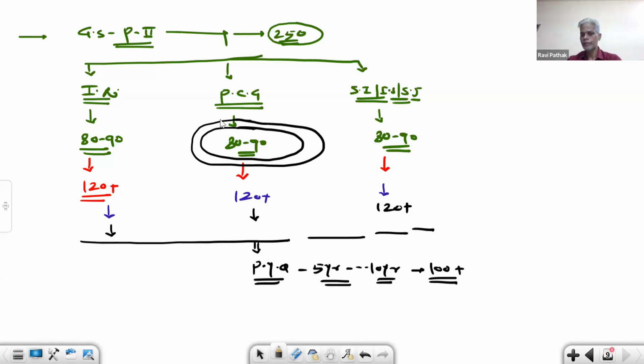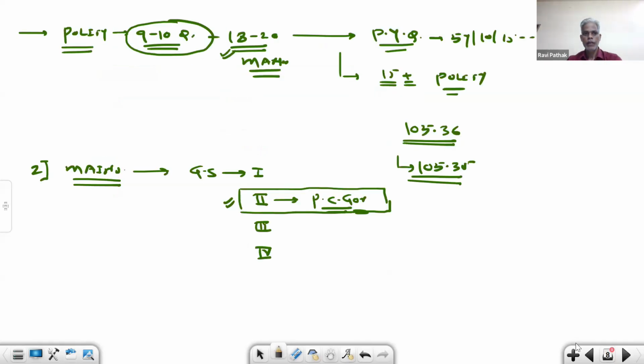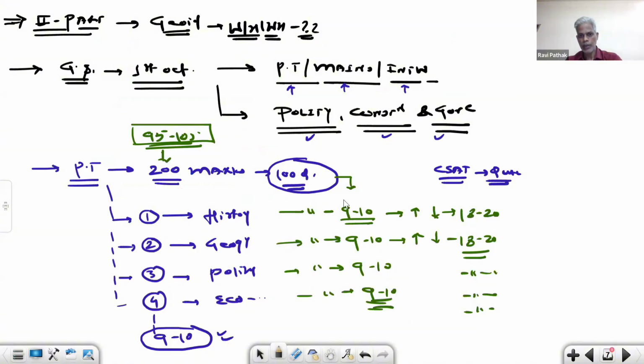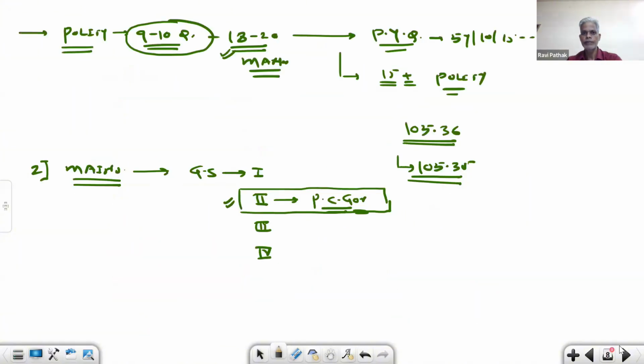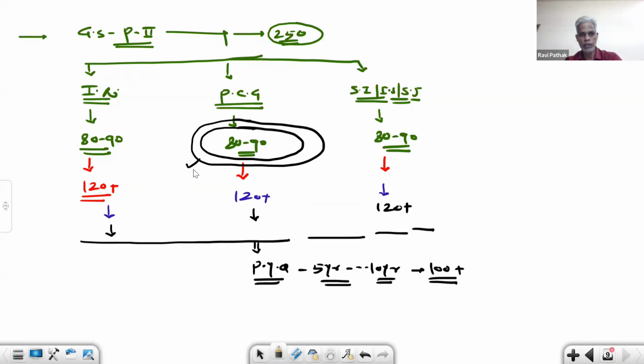So this is the contribution of GS polity, constitution, and governance in our mains part. If you recollect, in prelims we are expecting 9 to 10 questions from polity. In mains, what are we expecting? We are expecting around 80 to 90 marks worth of questions.